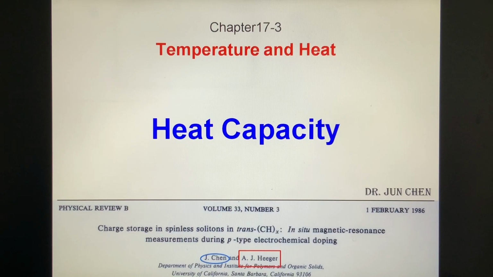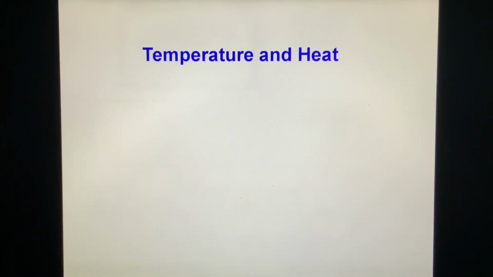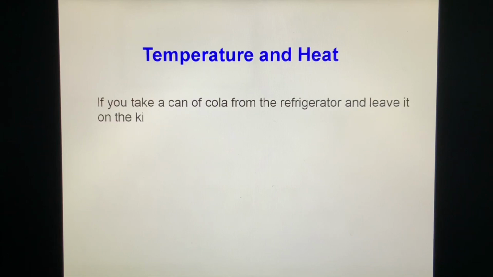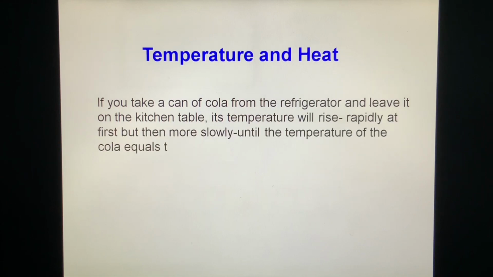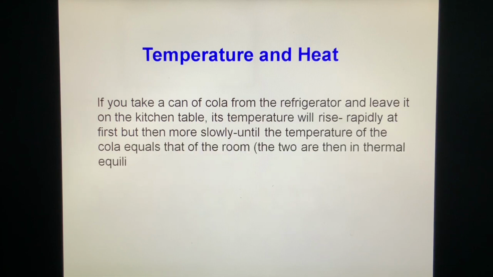Heat capacity, temperature and heat. If you take a can of cola from the refrigerator and leave it on the kitchen table, its temperature will rise rapidly at first, but then more slowly until the temperature of the cola equals that of the room. The two are then in thermal equilibrium.